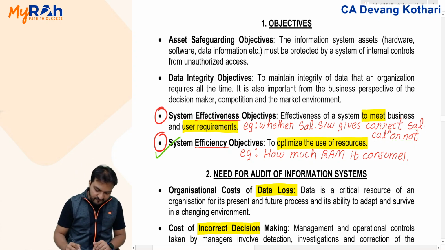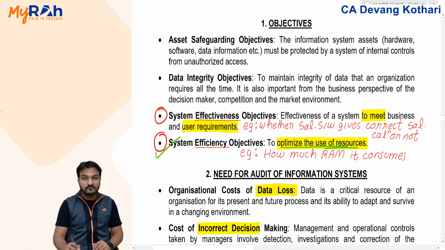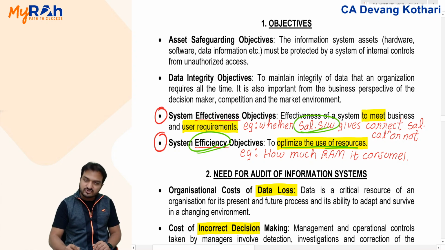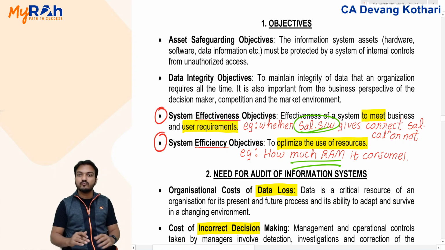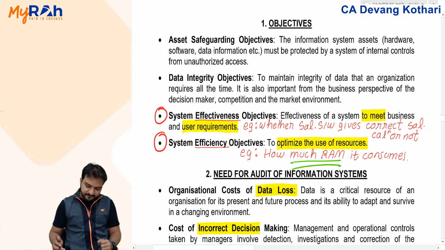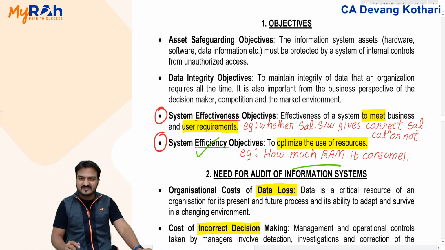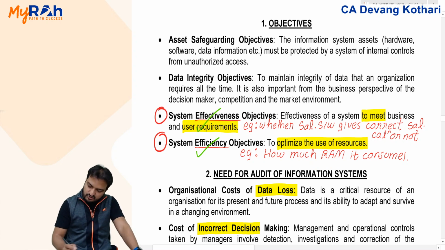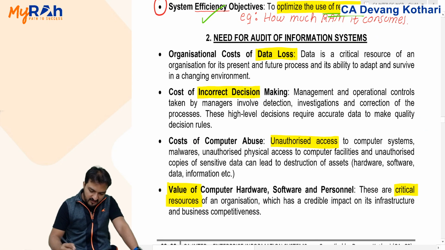While system efficiency means to optimize the use of resources. For example, efficiency means checking whether this salary software is consuming optimum RAM or too much RAM. That is called efficiency. Effectiveness is to check whether the user requirements are fulfilled or not, and efficiency means to check the consumption of resources in doing that.